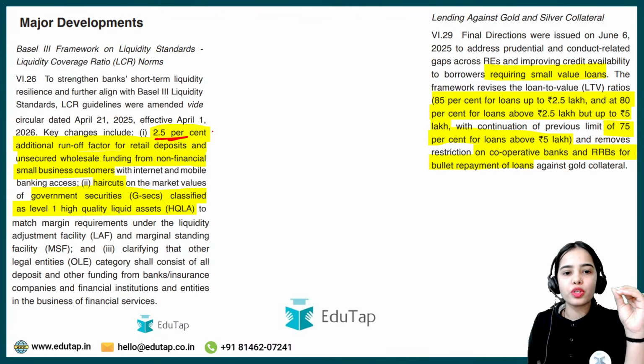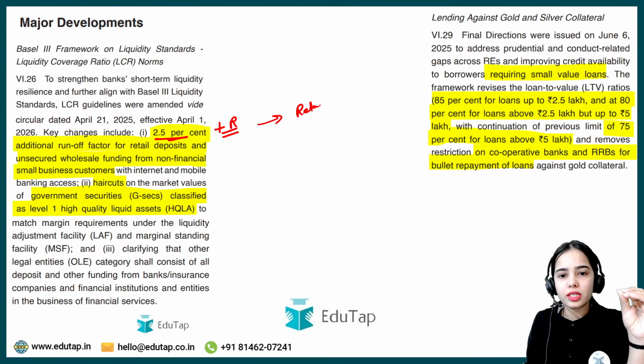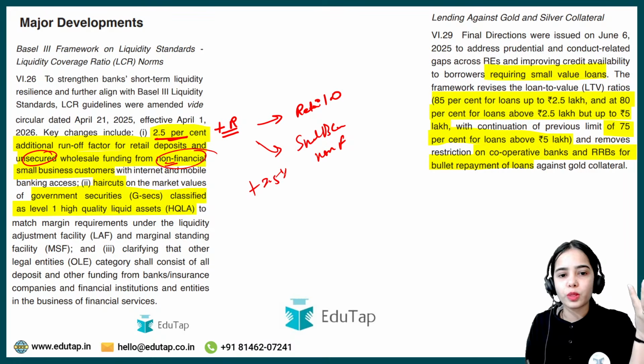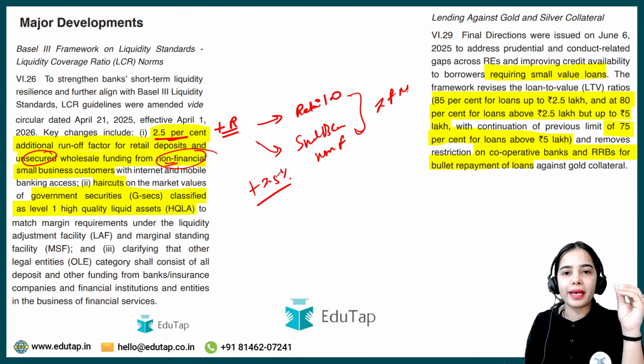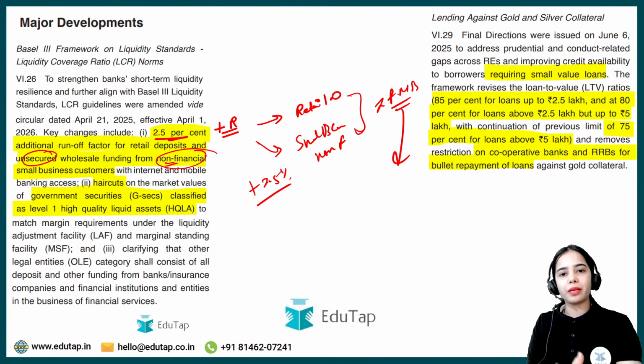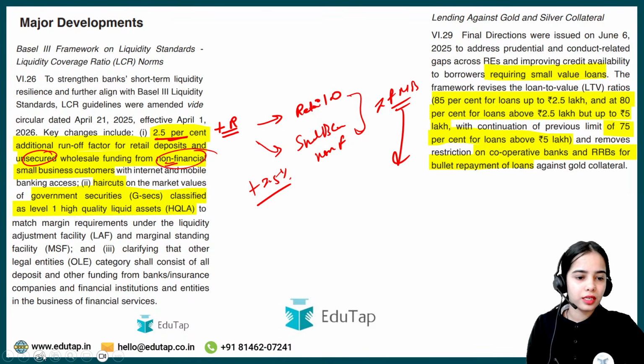So 2.5% of additional runoff factor will be provided for the retail deposits, as well as for the unsecured wholesale funding for the non-financial small business customers. So for the small business customers that are not in the financial domain, that are non-financial, for them there will be an additional 2.5% of the runoff factor if they have access to internet and mobile banking. Okay, because the money can be easily transferred in this case.